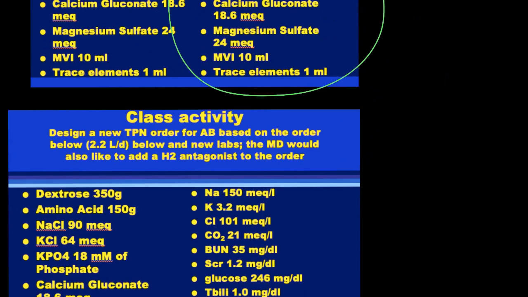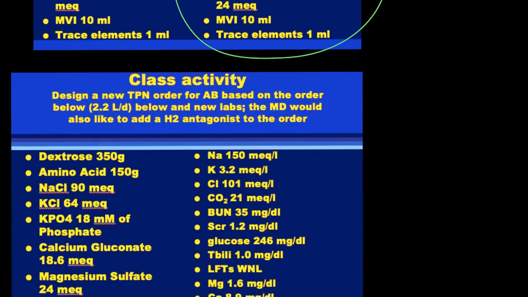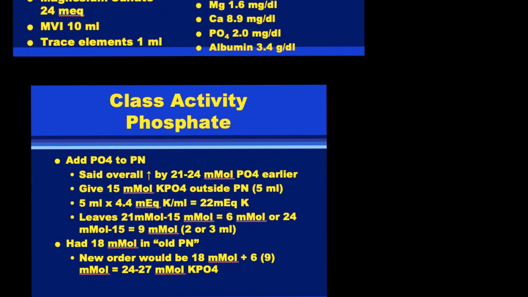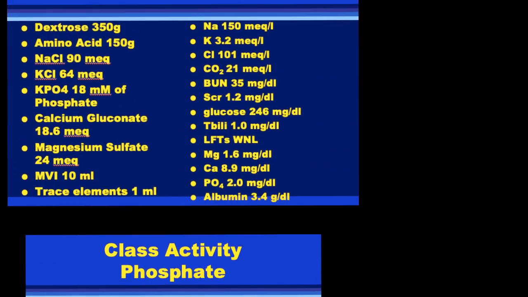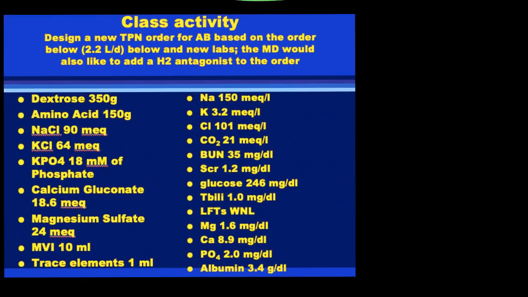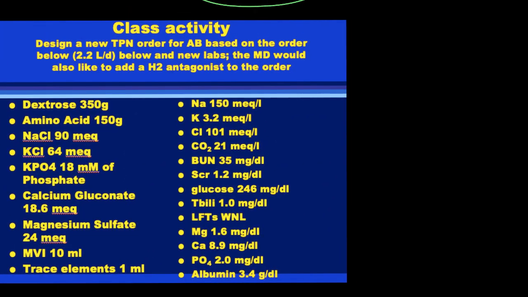Okay, so the last class activity. We're gonna design a new TPN order for AB based on the order below. The final volume is 2.2 liters per day, and his new labs. The doctor would like to add an H2 antagonist to the order. Okay, that's great. So this dude is at risk for refeeding syndrome.